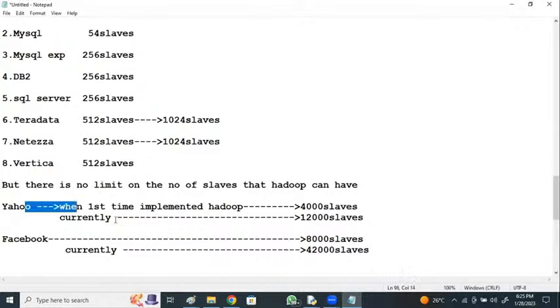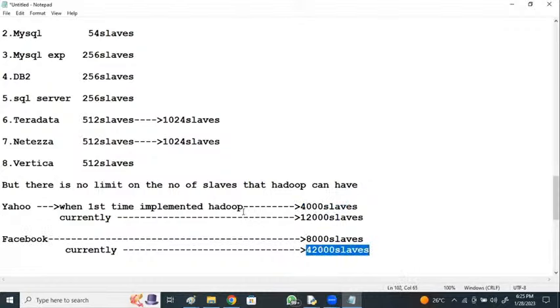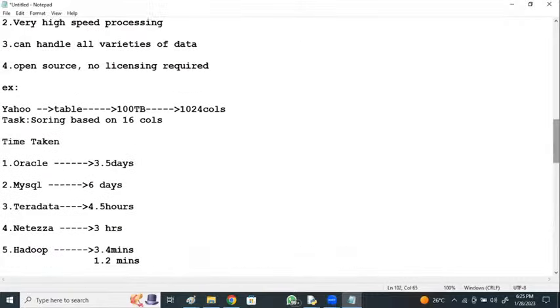And Yahoo and Facebook went with 42,000 systems for storing their data. Initially, it was using 8,000. Currently, it is using this. It means there is no limit on the number of systems that Hadoop can have. Slaves can be added, but there is a limit in other databases. So from a storage point of view it is proven, and from a processing point of view it is proven in the market, right?